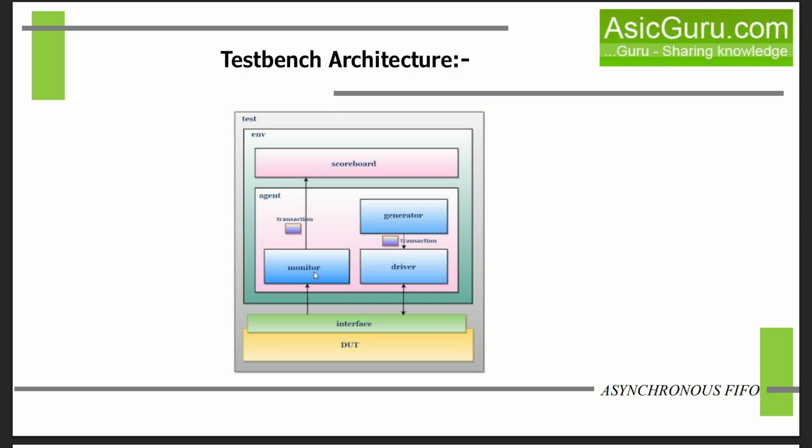Now come to the monitor. Monitor is a passive element and it only observes the output from the interface. And it passes its result to the scoreboard using a transaction. Now the scoreboard compares the actual result and the expected result, and it will tell us whether our test case passed or failed. We will move to its code one by one.